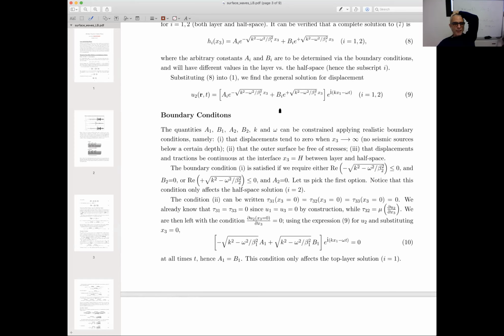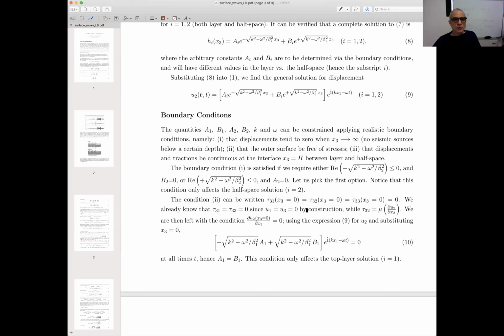Okay, and if that's the case, then this coefficient has to be 0. I'm talking, of course, about the half space only, the lower layer, because x3 doesn't go to infinity in the top layer. It's bounded between 0 and h, which is the depth of the interface. So I don't have to worry about this condition in the top layer.